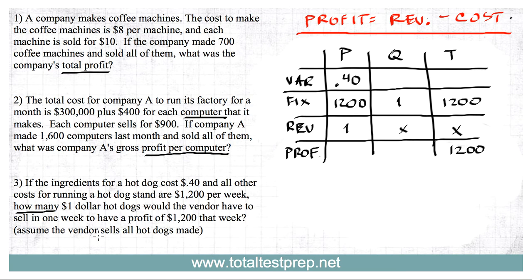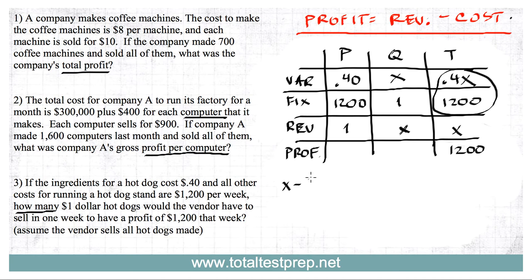Well, if we assume the vendor sells all hot dogs made, that means that these x hot dogs that we sold is the same as the x hot dogs that we made. In other words, the number of hot dogs made is the same as the number of hot dogs sold. So now we know that our variable cost is 0.40 times x, or 0.4x. We can make an equation now. We know that this total cost, which is all the variable costs plus the fixed cost, subtracted from the revenue, is going to give us the total profit. So let's make that equation.